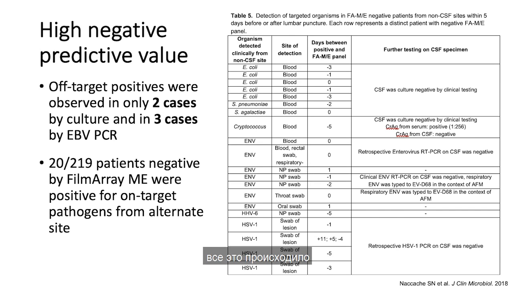This is also the time in the summer where we were trying to rule out enterovirus D68 related to acute flaccid myelitis, which is why we're seeing so many of these NP swabs and throat swabs. And lastly, we had a number of HSV1s that were only picked up from swabs of lesions and were negative from an alternate CSF sample. So overall, the test performed very well, and a negative was very predictive of a negative result, even with other pathogens or from other sites.